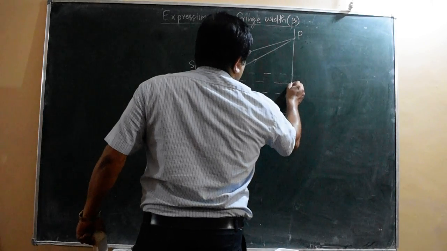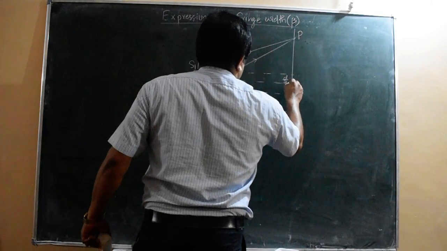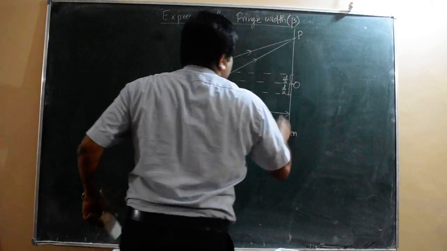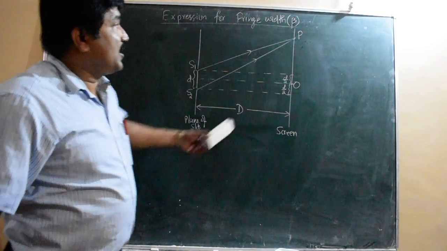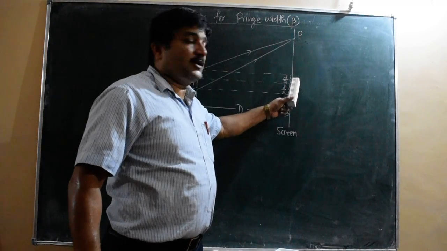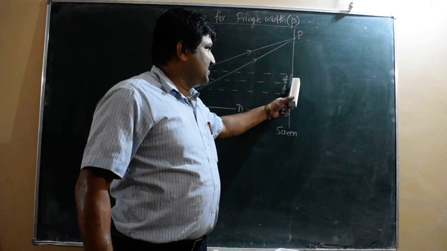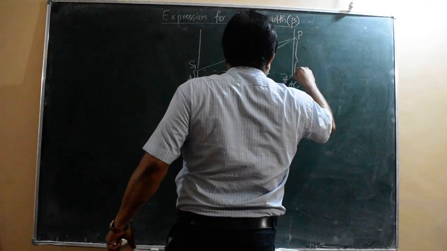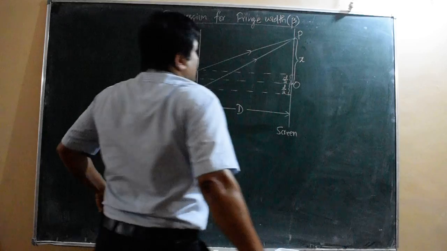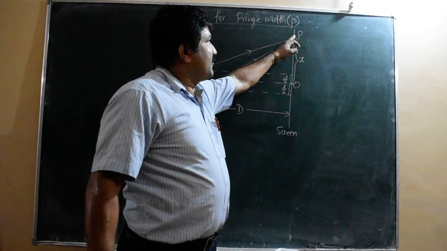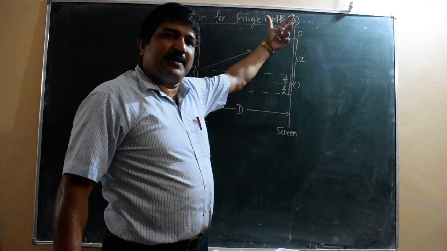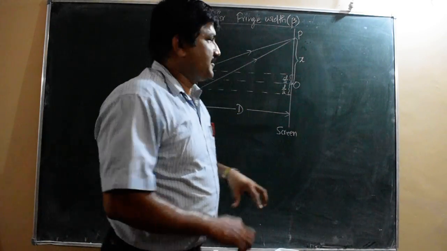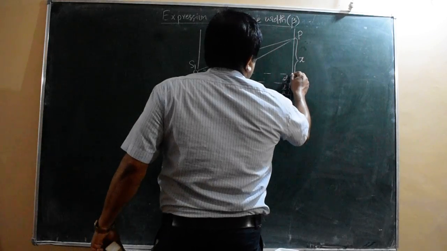The midpoint is O here, and this distance is d by 2, and the other one is also d by 2. Now the distance of the point P from the center of the screen, or the center of the fringe pattern, is x. So this distance equals x. It is the distance of the point P where I assume there is a bright fringe. It can be a dark fringe also. Then the point O to P distance is x.